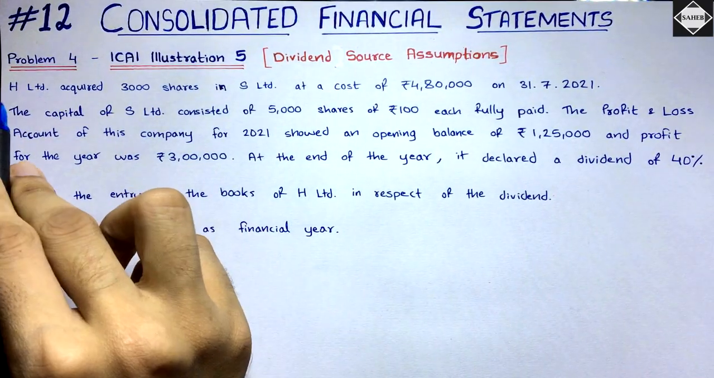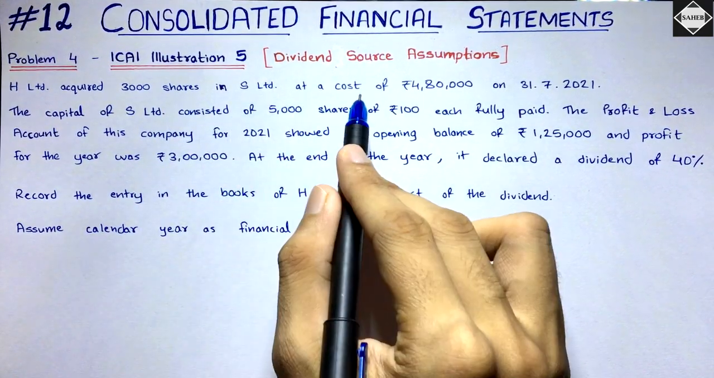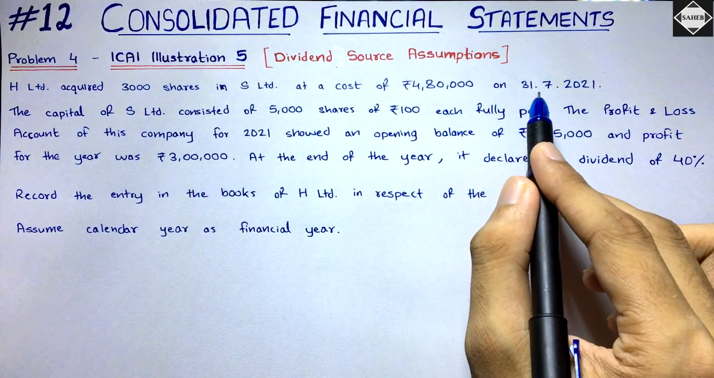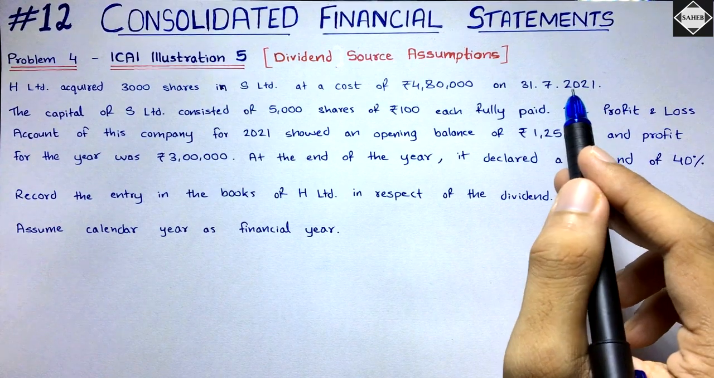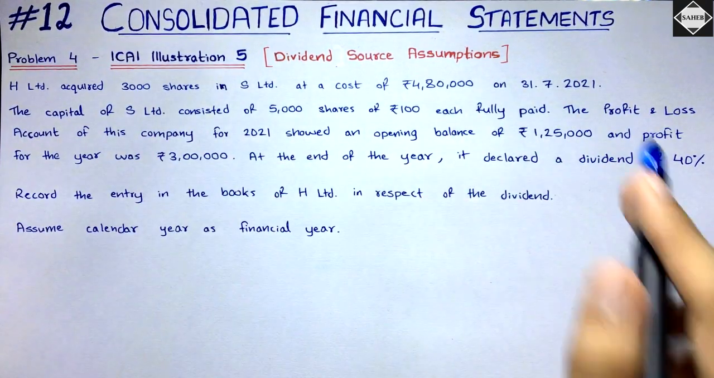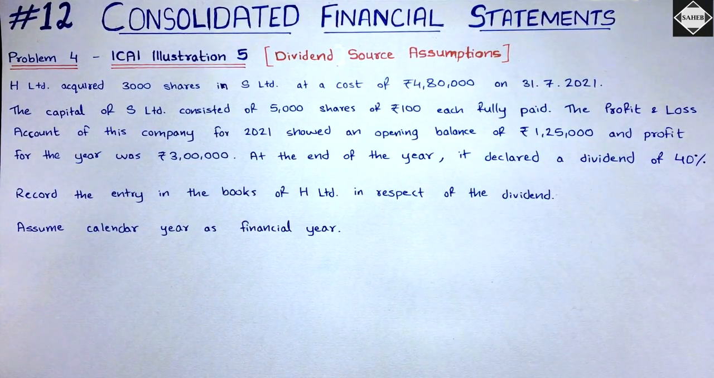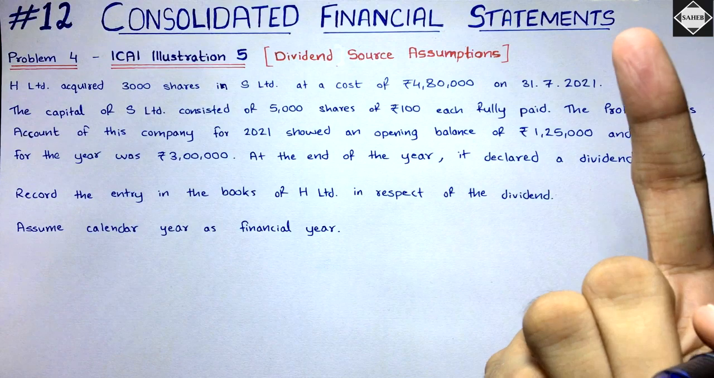Now see here, H Limited acquired 3,000 shares in S Limited at a cost of 4,80,000, the cost of the investment, on 31st July 2021. This is the date of acquisition, which is in the middle of the year. Now in this sentence, they haven't given you the percentage which the holding company has acquired. They have given you the number of shares. So you have to find the percentage of holding.